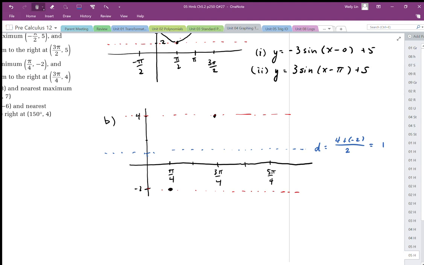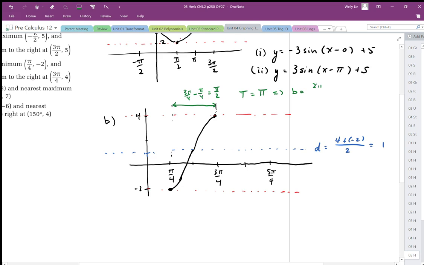We have the distance from min to max. That distance from minimum to maximum is going to represent half of a period. So when I work that out, this is the distance between min and max along the x-axis. It's going to be 3 pi over 4 minus pi over 4. We subtract to get distance. That gives me pi over 2. So my T value is going to be double that, which is pi. So from there we get the b value is going to be 2 pi over the period. So the compression factor is 2. It got horizontally compressed by 2.